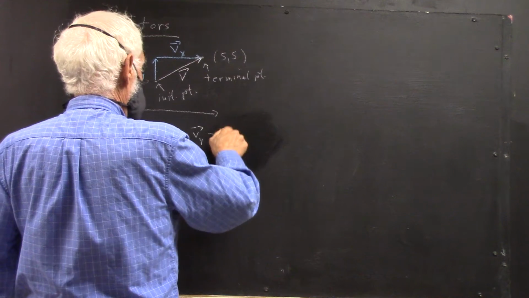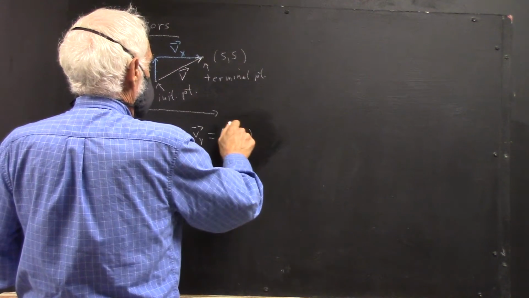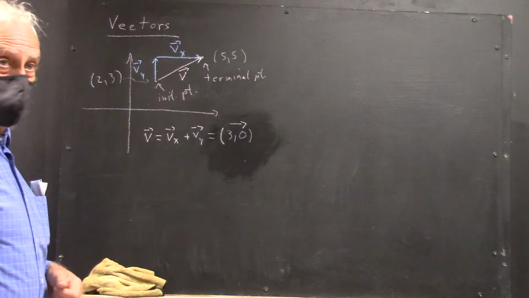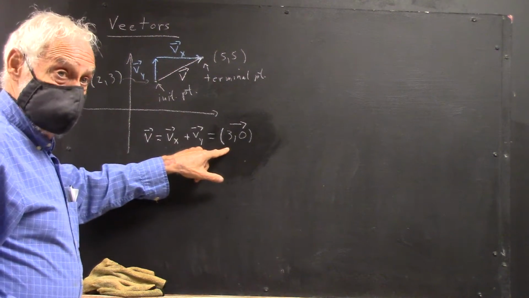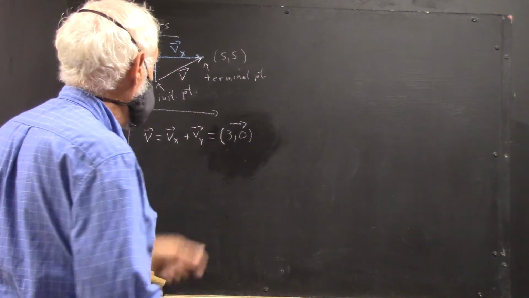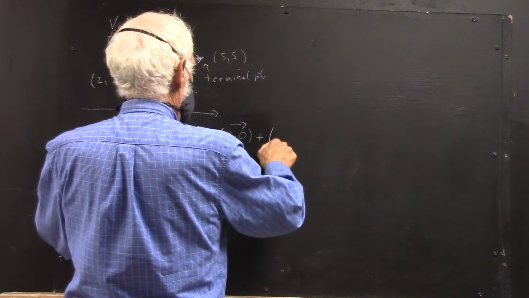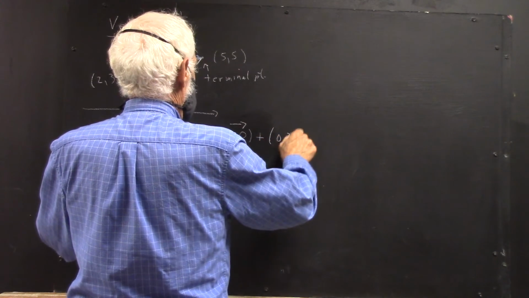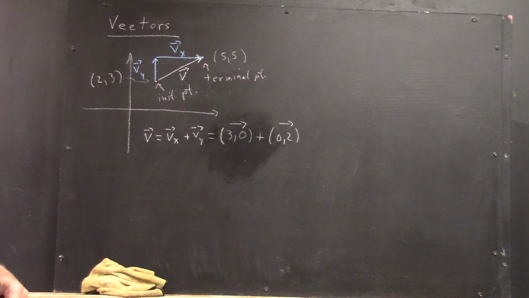Okay, Vx is 3 in the x direction, 0 in the y direction, right? Sorry if I confused you, but that's how we're going to depict it. That's your Vx. And Vy is 0, 2. Okay?